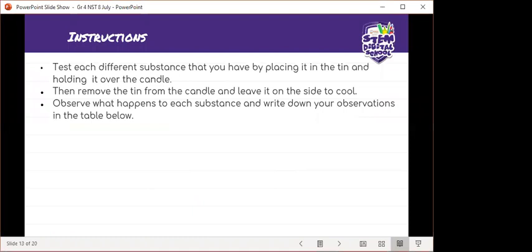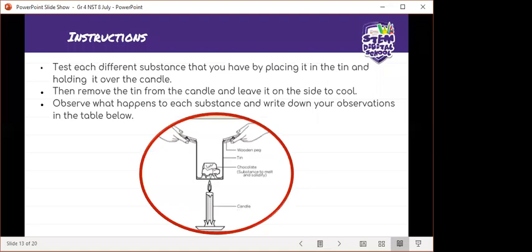Just as I said, the instructions: we are going to test each of the different substances. Remember, we're going to use butter, chocolate, as well as ice blocks. Then we're going to put those substances in a tin and hold it over a candle. Then we're going to remove the tin from the candle and leave it on the side to cool. Then we need to observe what happens to each of the substances.